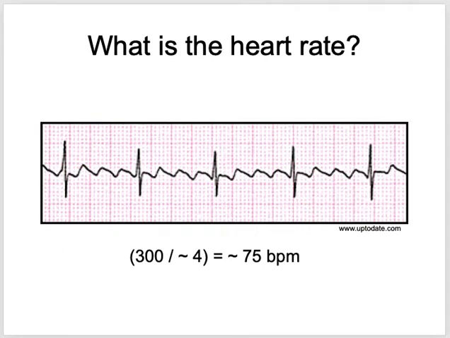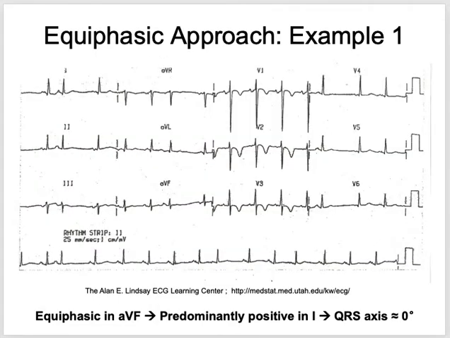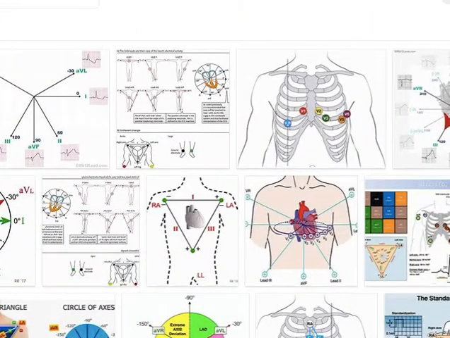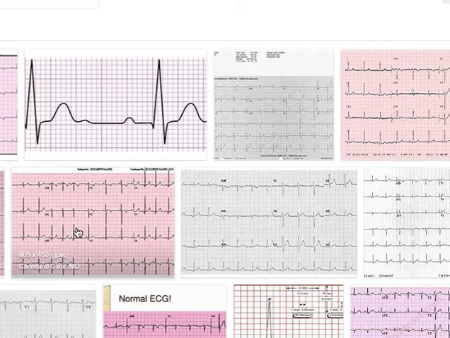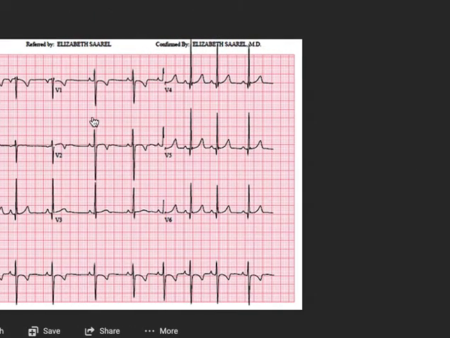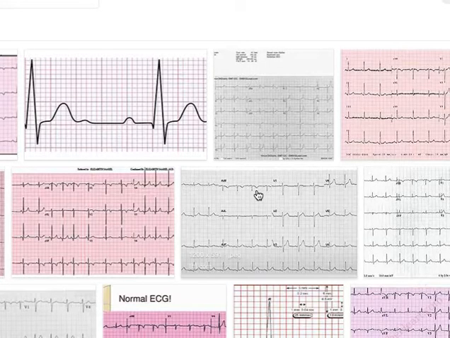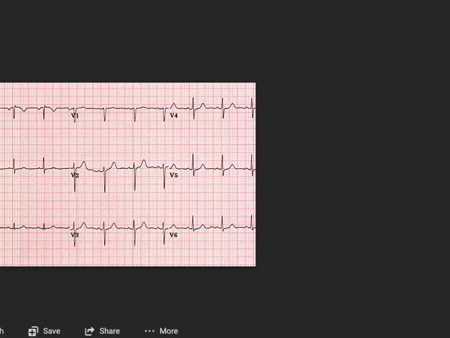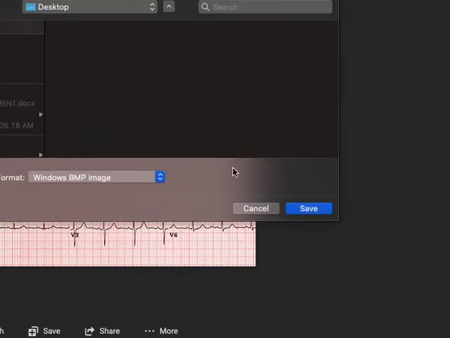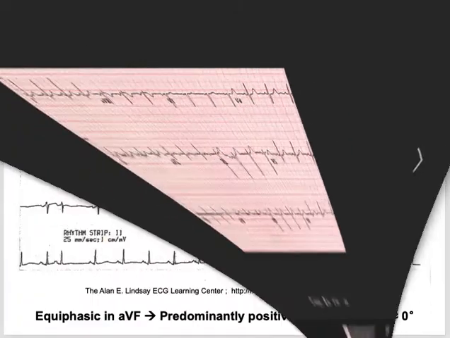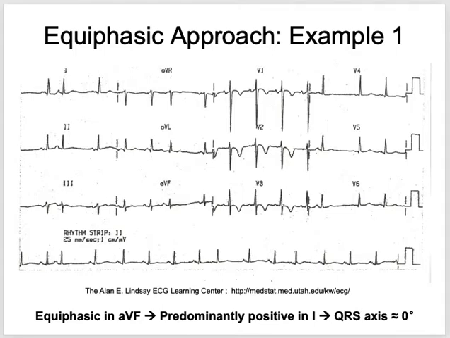Okay, actually all these are abnormal ECGs. Rather, I should show you a normal ECG, which I think I can take from the internet, right? Normal ECG. Okay, this one is pediatric ECG. Let's see if we can find a good one. Okay, yes, this one is normal. Let me show you a normal ECG and then give you examples from it.